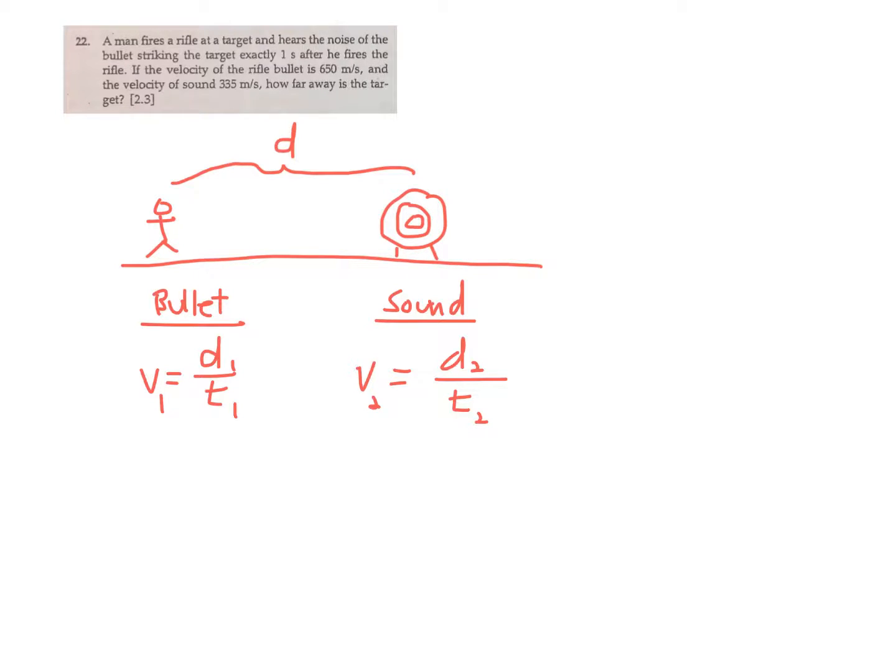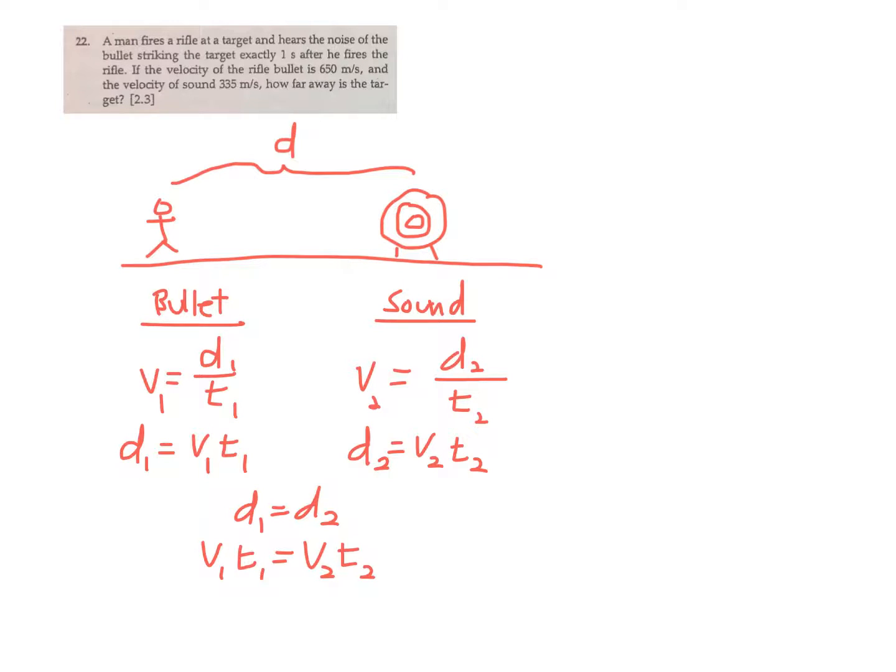I'll do some solving here before I plug in numbers. But bottom line is you have D1 equals V sub 1 T sub 1, and then likewise D sub 2 equals V sub 2 T sub 2. And D1 will equal D2. The distance is the same for both objects. So we'll indicate that there. D sub 1 equals D sub 2, which means V sub 1 T sub 1 equals V sub 2 T sub 2. We also know that T sub 1 plus T sub 2 equals 1 second.